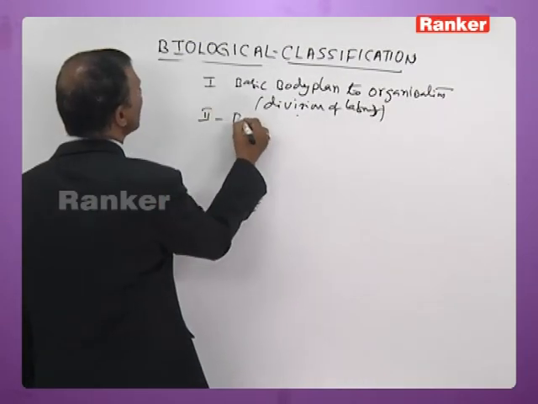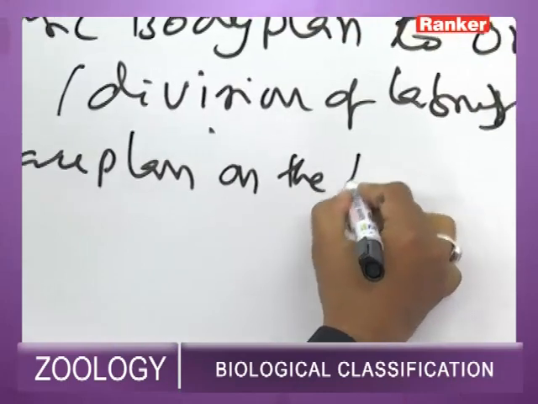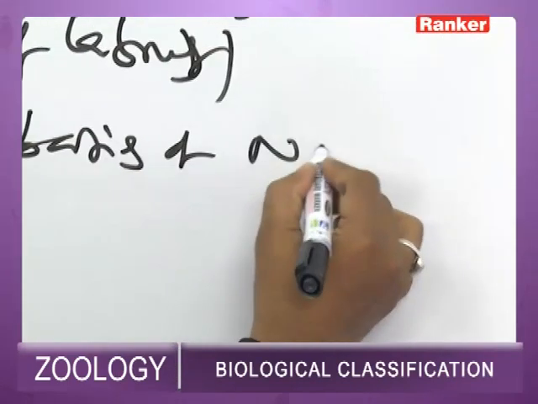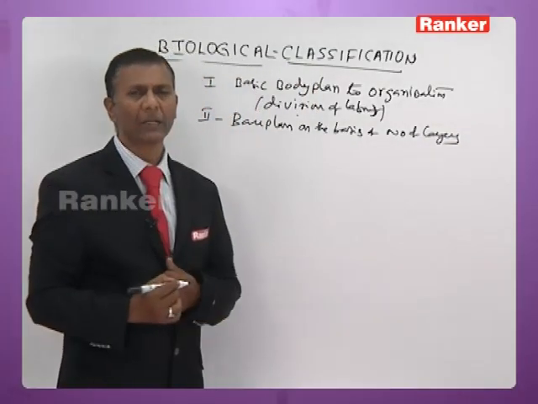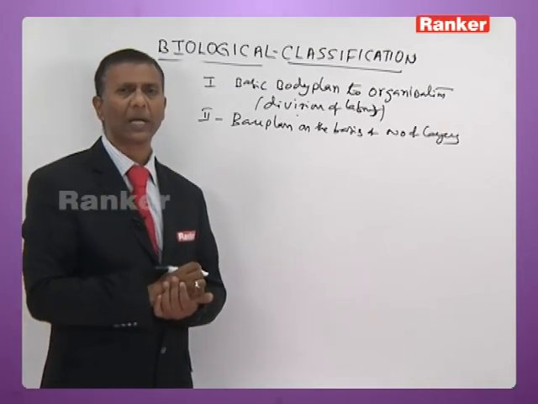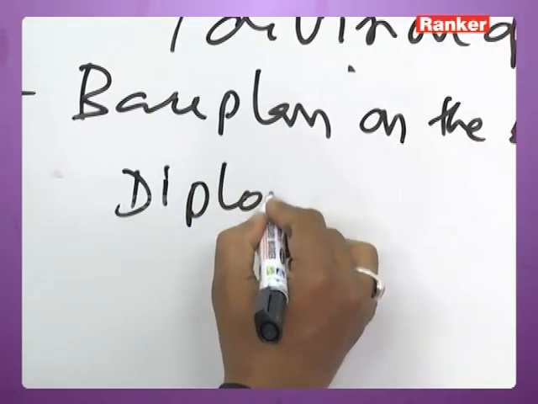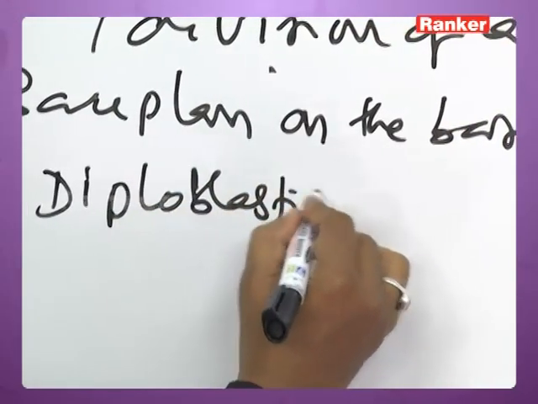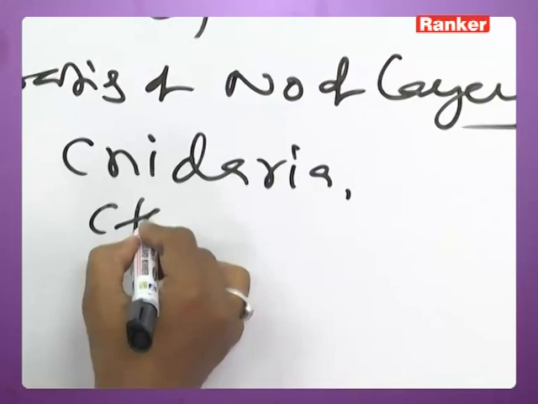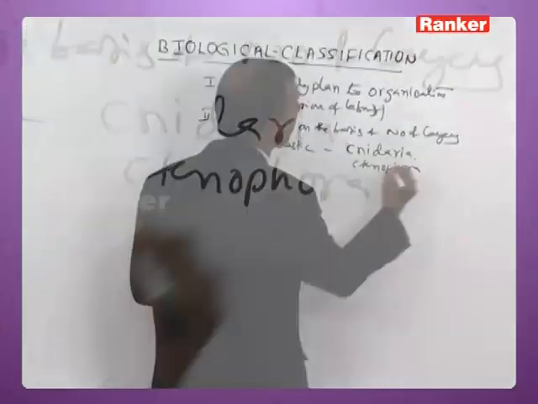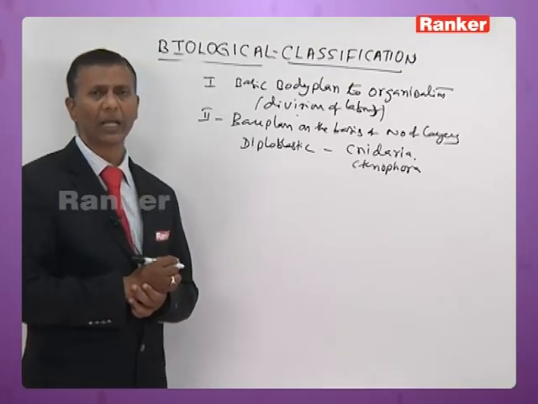Now the second is the BOP plan on the basis of number of layers. Under this you come across diploblastic animals and triploblastic animals. Diploblastic animals are Cnidaria and Ctenophora, where there are only 2 primary germ layers in the body wall, outer ectoderm or epidermis, inner endoderm or gastrodermis.